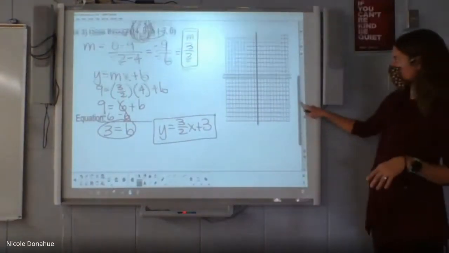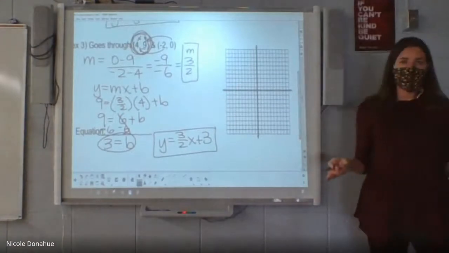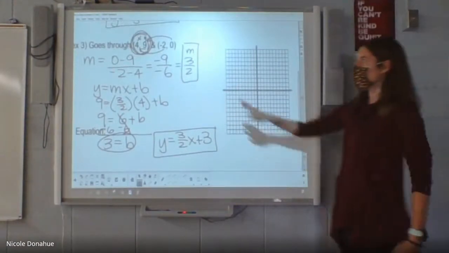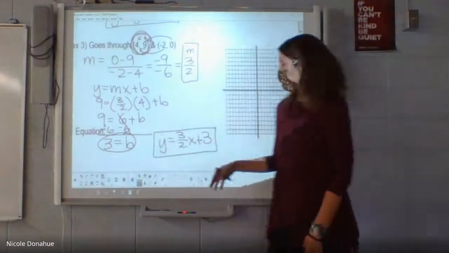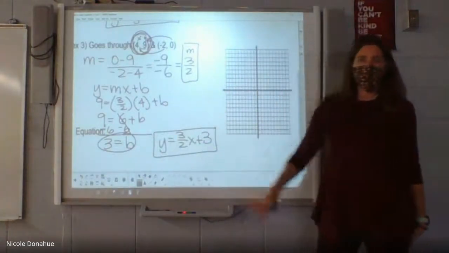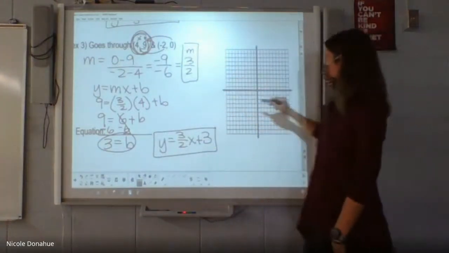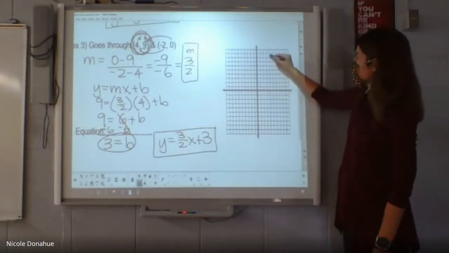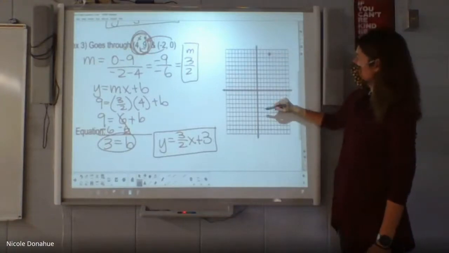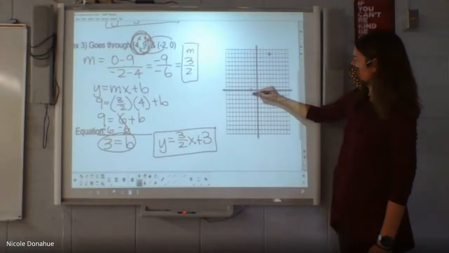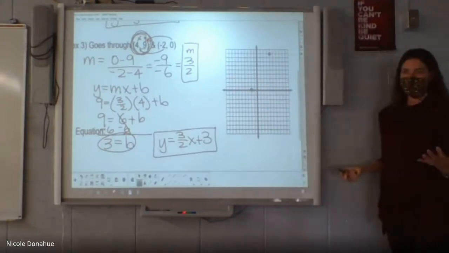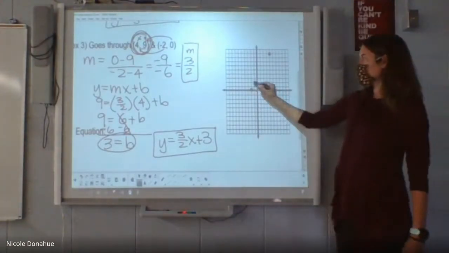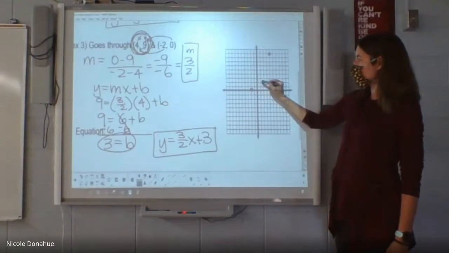I'm just going to throw this on the graph so we have it. Now we could graph this a bunch of different ways. We could just graph these 2 points and draw a line. We could use this m and b to graph a line. I'll start with the 2 points, so (4, 9) and (-2, 0). I also know the slope is 3 over 2. I could use that. There's lots of different things you can do here.